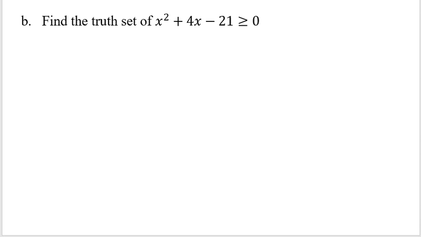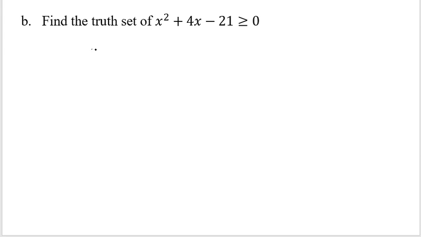The last part of the question, you have to find the true set of x squared plus 4x minus 21. This is a quadratic inequality. For quadratic inequality, we have the graphical approach or the number line approach. So we try using one of them to find the true set. First, what you have to do is solve the quadratic equation, or you factorize the quadratic expression there.